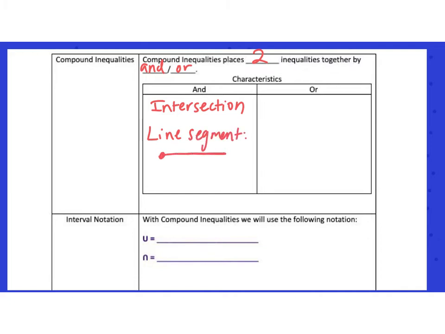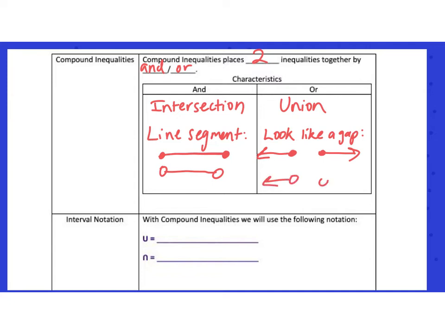Just going to look like this. Or like this. Okay? An OR is just a union. It's going to look more like a gap. It's either going to look like this. Whoa, hold on. With the gap in between those two lines, or with the open circles like that.